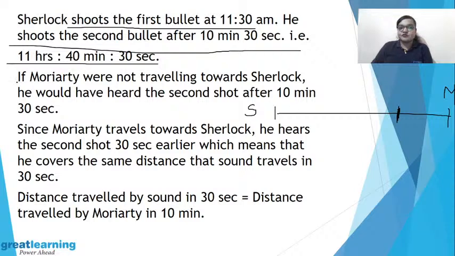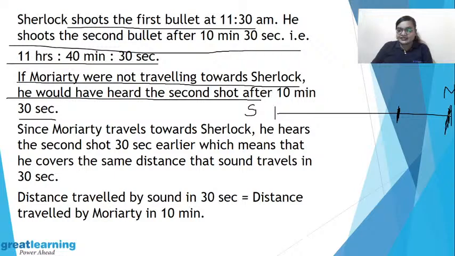So if Moriarty was not traveling towards Sherlock, he would have heard the second shot after 30 seconds, right? After 10 minutes 30 seconds would have heard it. So which means if he was at this particular place itself, he would have heard it at 10 minutes 30 seconds. But since he is at that point, the sound would have traveled for 10 minutes and he heard it already.